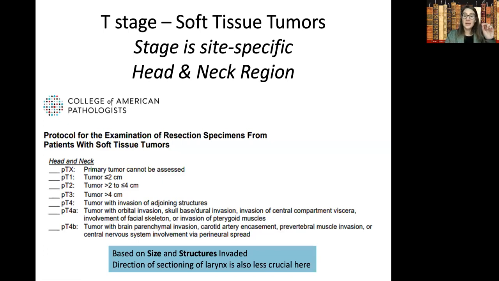So for soft tissue types of tumors, stage is site specific. So for sarcomas, we want to refer to the sarcoma staging system that's specifically of the head and neck. In this case, it is based on size, 2-4 centimeters, as well as what structures are involved. So again, the direction of sectioning of the larynx here is also somewhat less crucial as long as you tell me where you are and what is involved. These can be treated in a number of ways depending on the specimen and what structures are involved. If it's a bit lower, you may also consider doing the transverse sectioning like we did for that thyroid carcinoma.